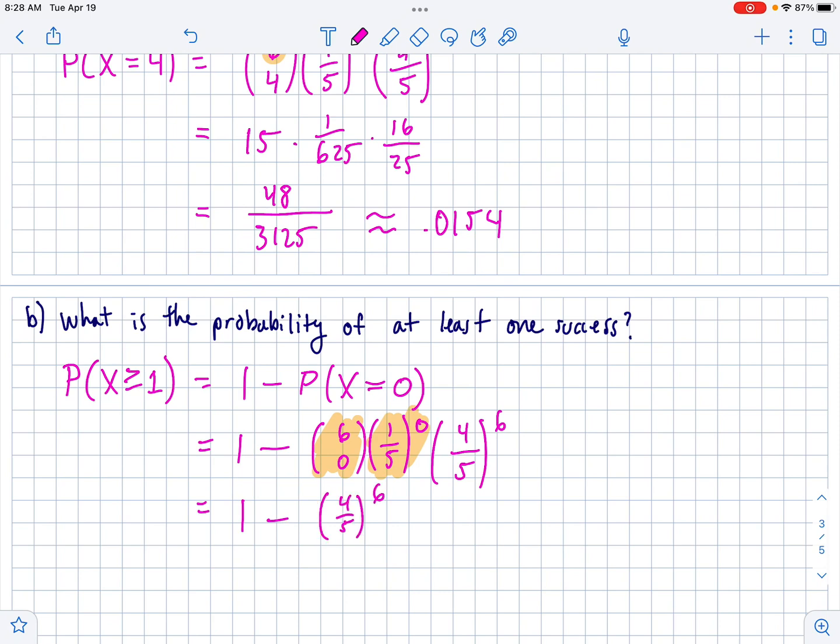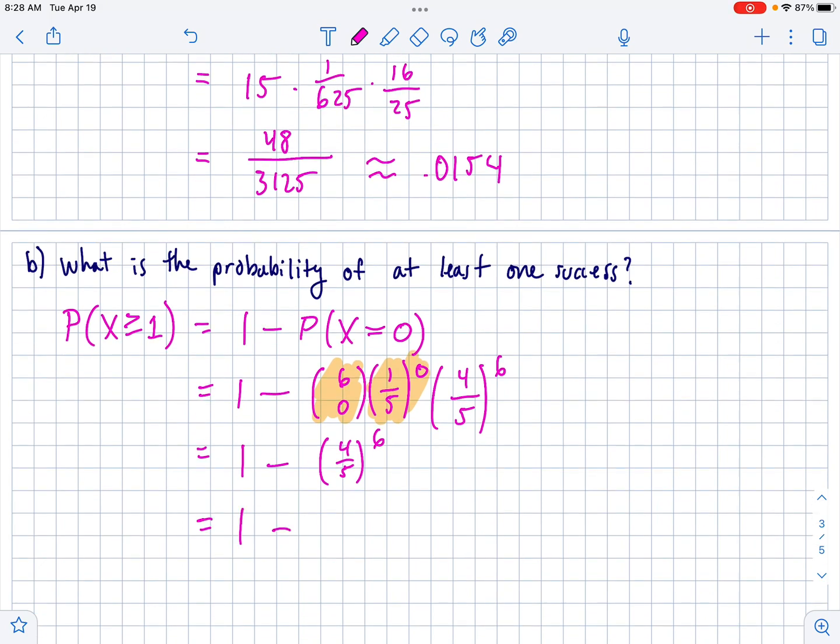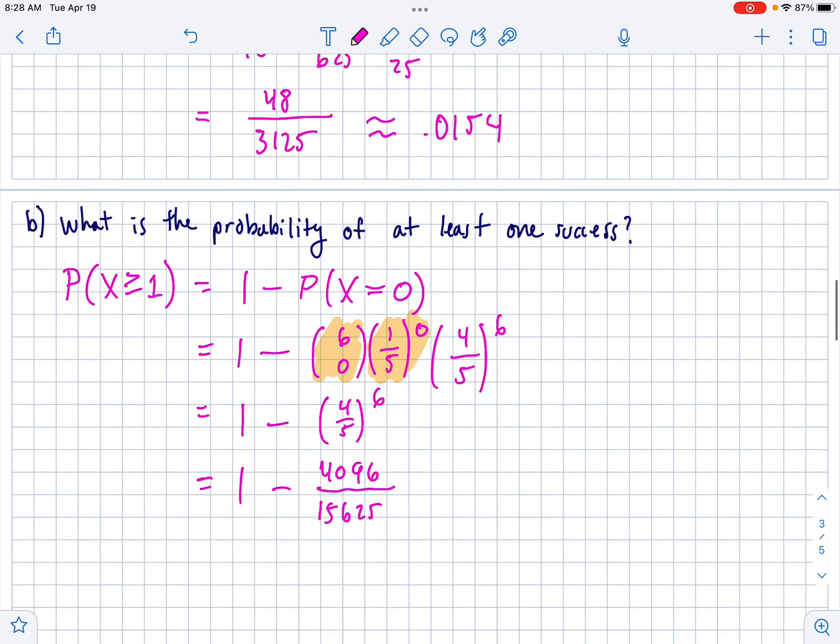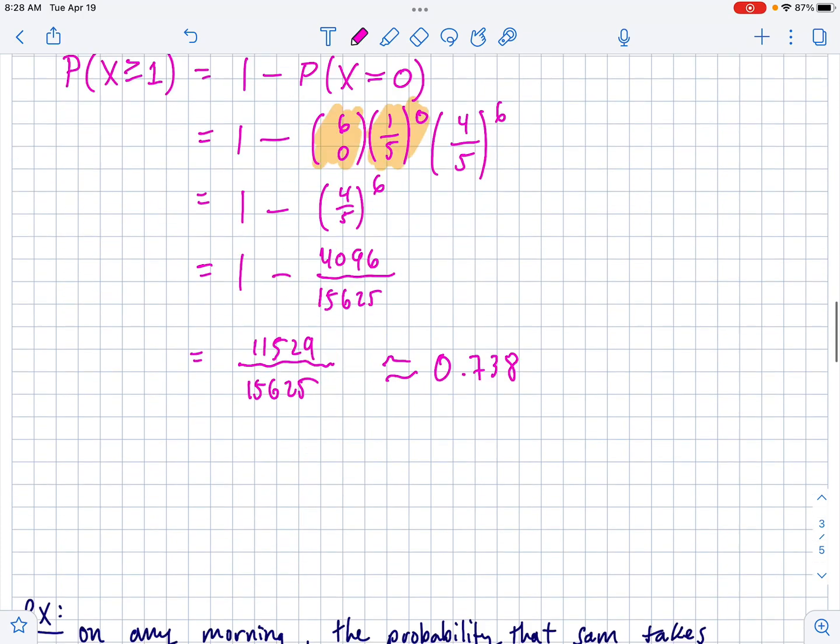So this is 1 take away 4/5 to the 6th, which is 1 take away 4096 over 15625. If you simplify that with your calculator, you get 11529 over 15625, which is about 0.738. That's it for that problem.